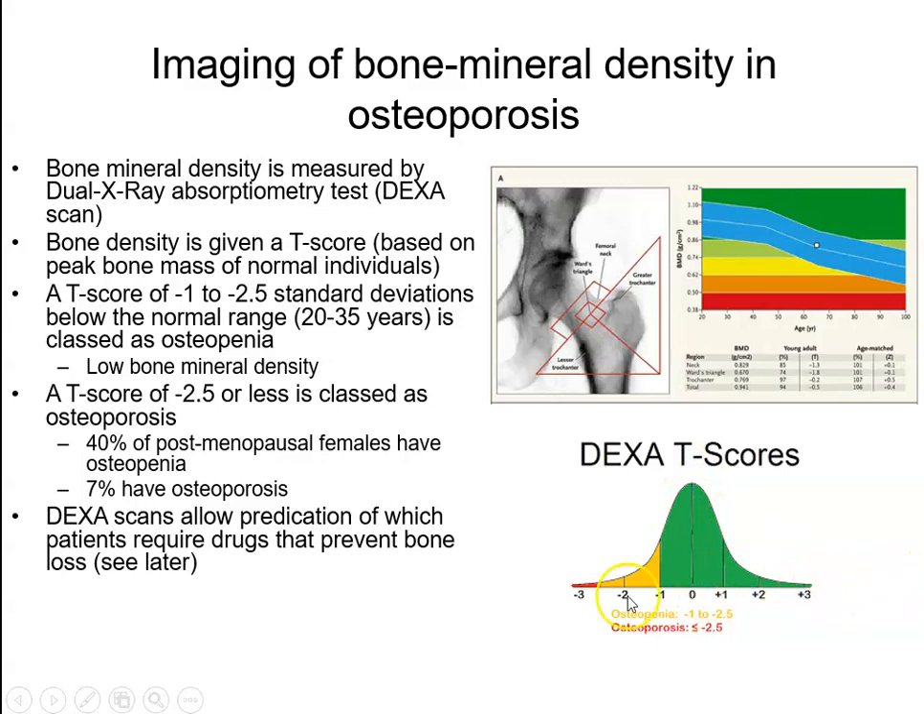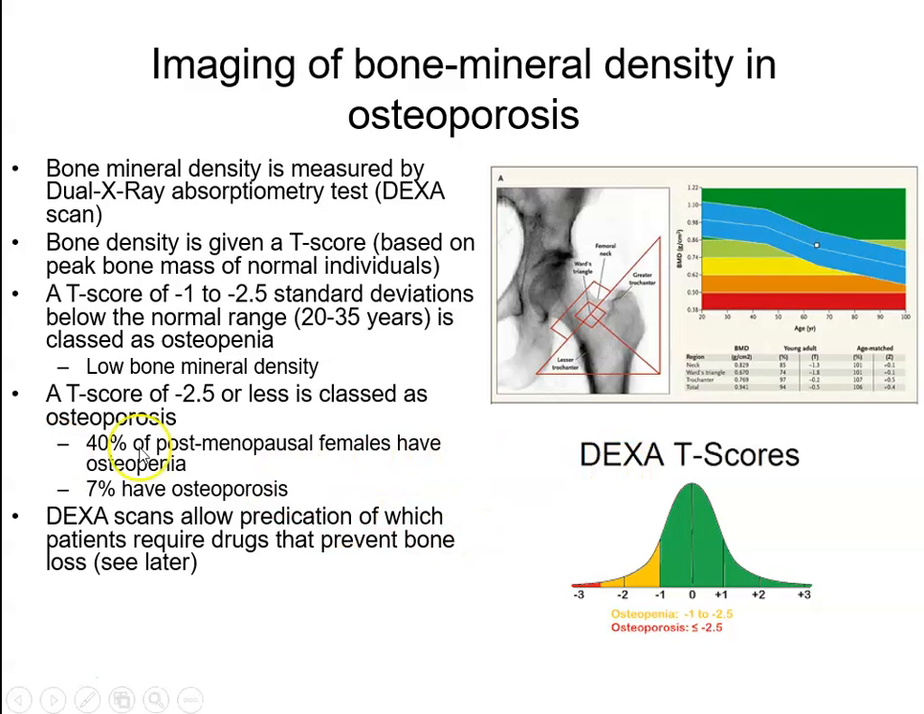Osteopetrosis will be way up here. If they are one standard deviation below the mean, they are osteopenic. If they are 2.5 standard deviations below the mean, by definition they are osteoporotic. So the DEXA scans are used to identify patients who are at increased risk of developing osteoporosis.